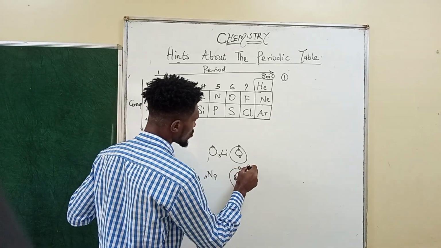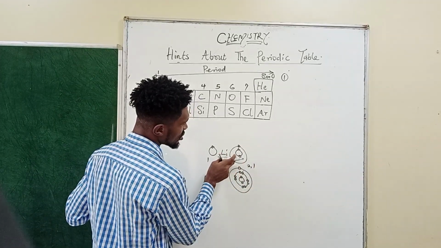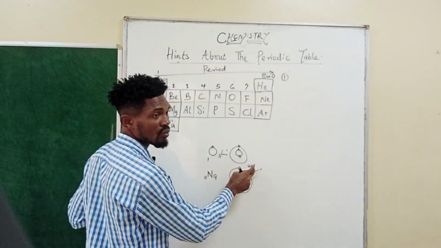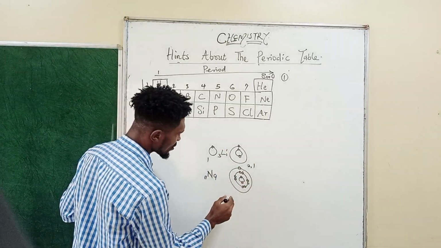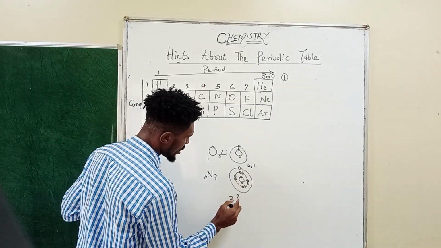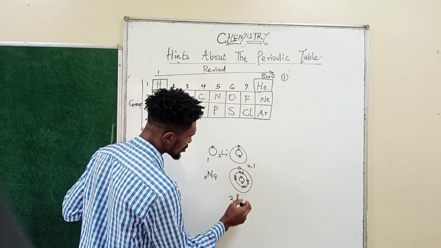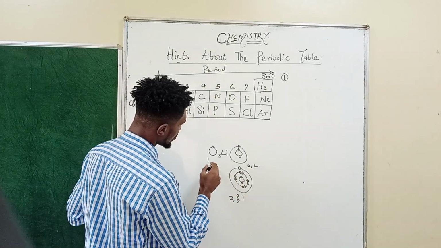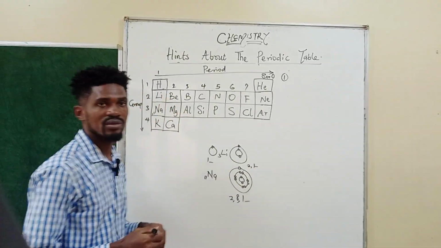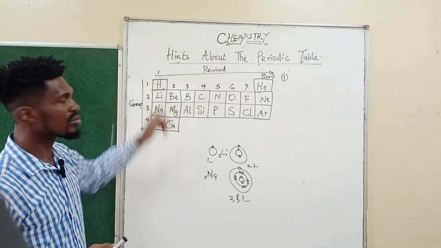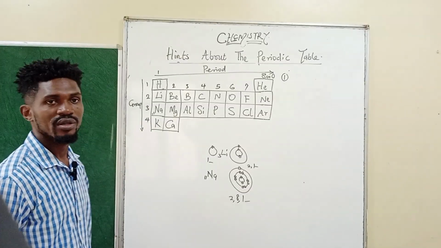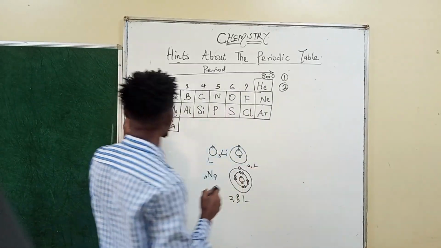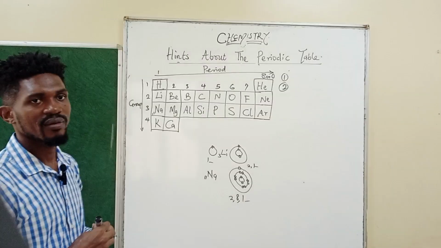The first shell takes 2 electrons. The second shell is having 1 electron. This one will have it as 2, 8, 1. Okay, you can see the number of electrons outside, it only has 1 electron at the outermost shell, which determines the group, which shows that it is group 1. Okay? And the second one is that elements in the same group have similar chemical properties.